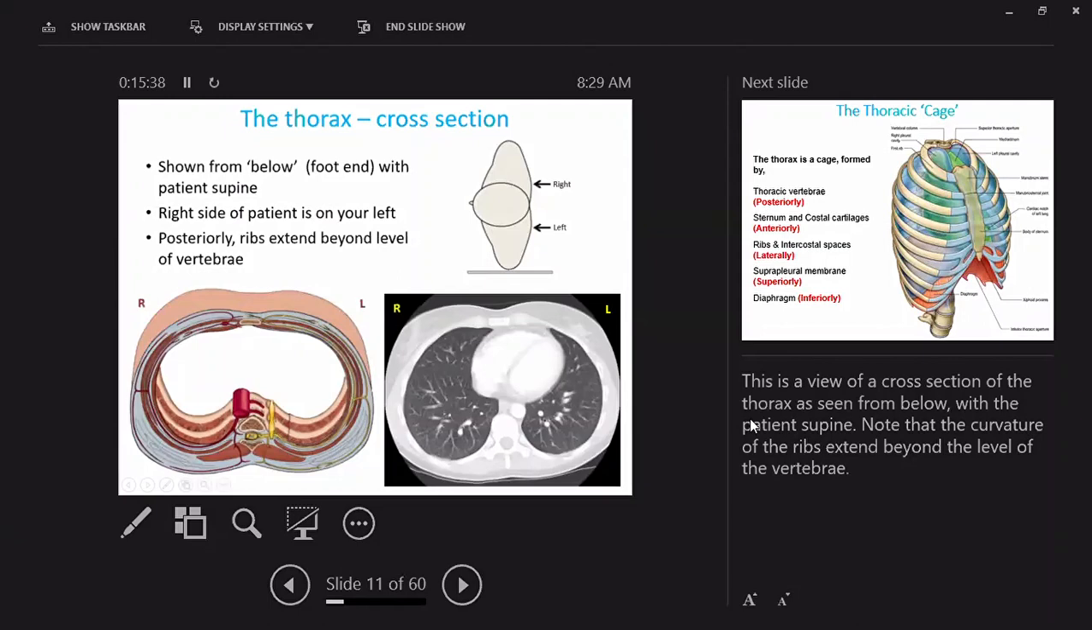Can you see? This is the aorta on the CT scan. I hope you see my arrow. So this is the aorta.